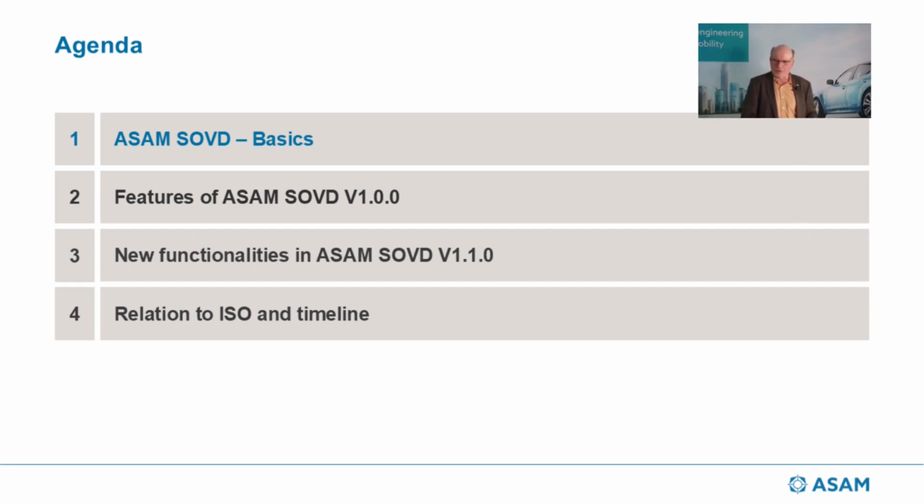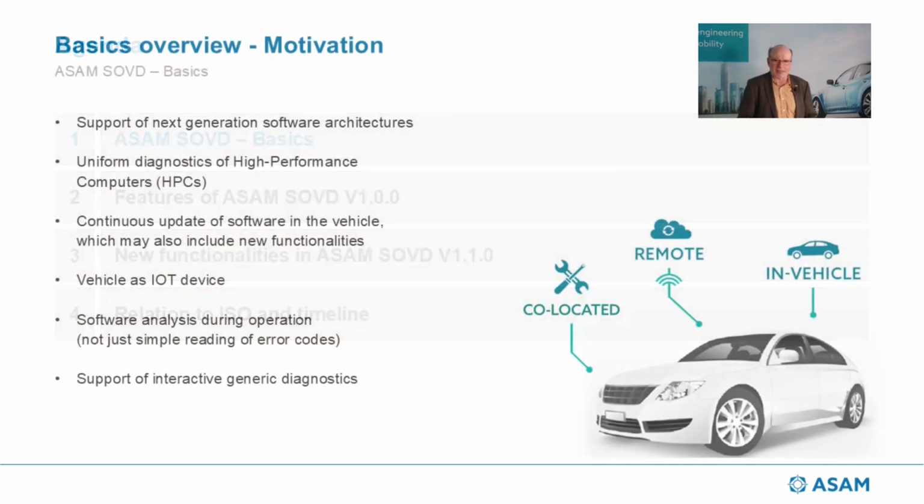Version 1.0 was published in June 2022, and it's available for ASAM members and non-members via the ASAM homepage. Afterwards, we look into the new functionality of version 1.1. And in the last part, we speak about the collaboration with ISO and the timeline. Let us start with the basics.